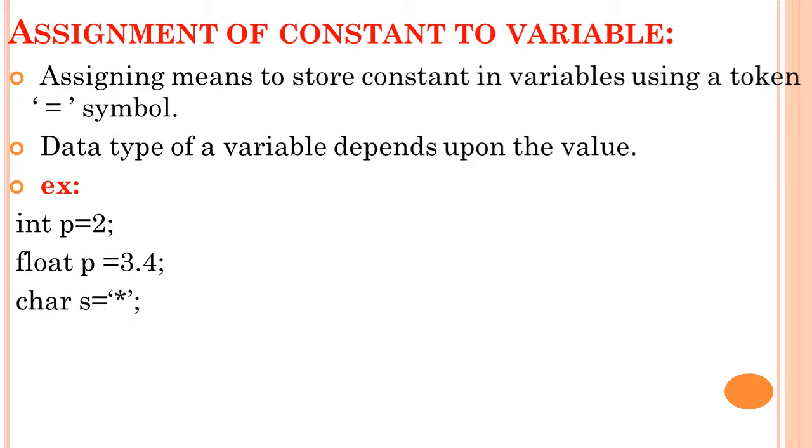In the same way, you can store a constant value in a variable using a token, that is the equal symbol. Like this, these are some of the examples for int, float, char and string. Thank you everyone. Have a nice day.